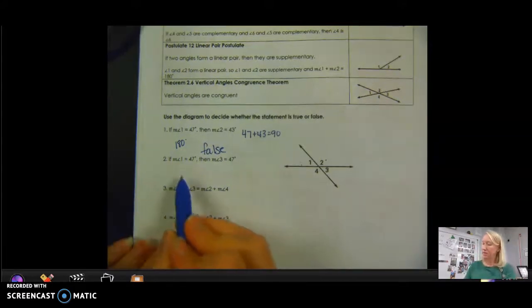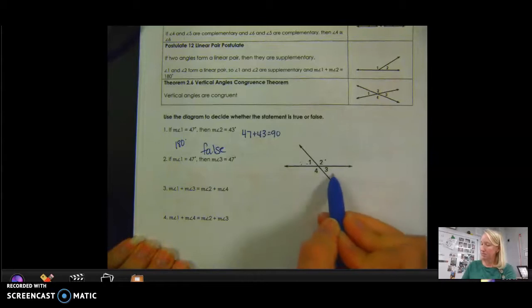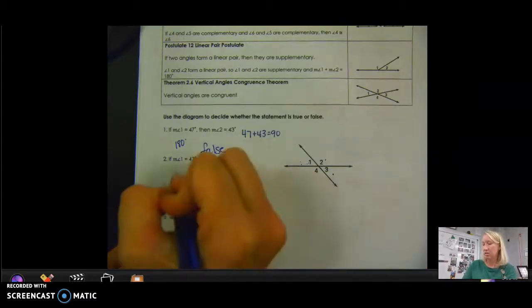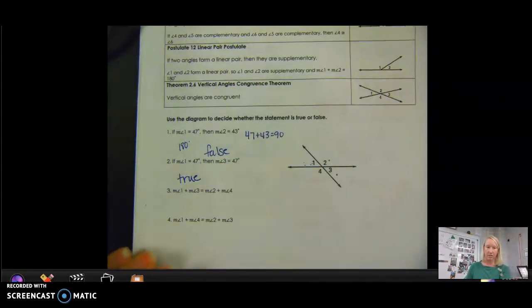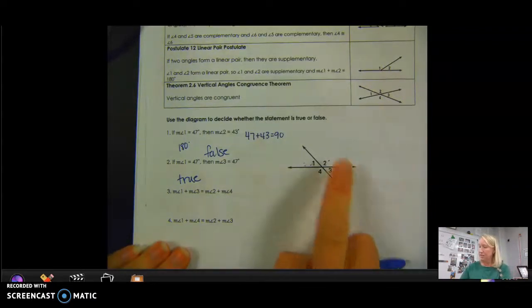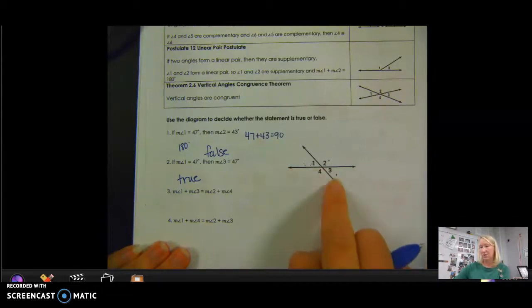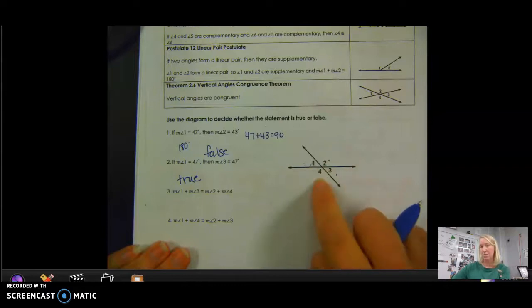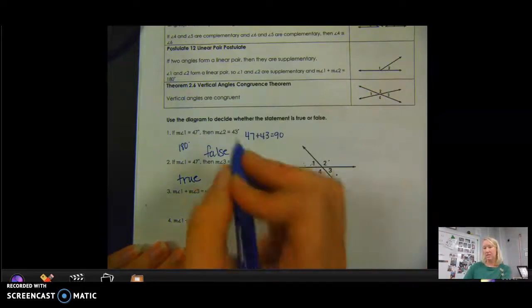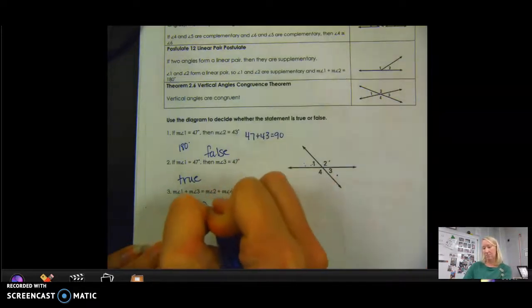Okay. Measure of angle 1 equals 47. Measure of angle 3 equals 47. That one is true because they are vertical angles. So vertical angles are congruent. 1 plus 3 equals 2 plus 4. Well, if you look at these, 1 and 3 are acute angles, and 2 and 4 are obtuse angles. If I add 2 acute angles, are they going to equal my 2 obtuse angles added together? And that's a no, so that would be false.